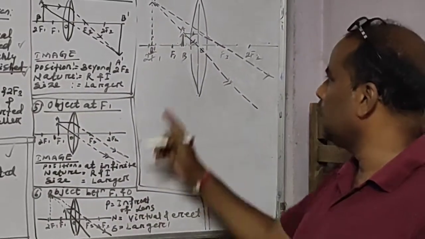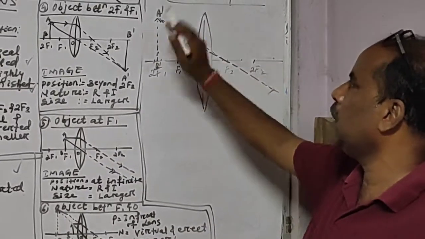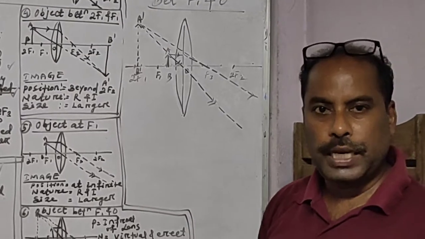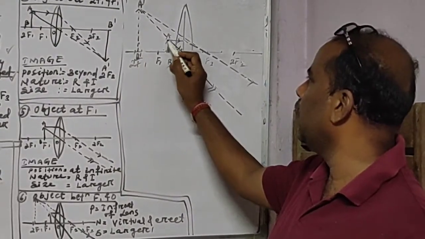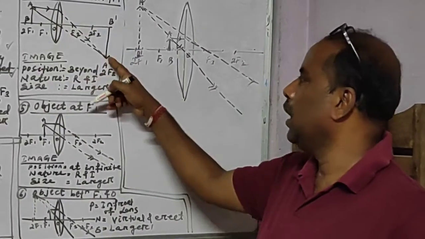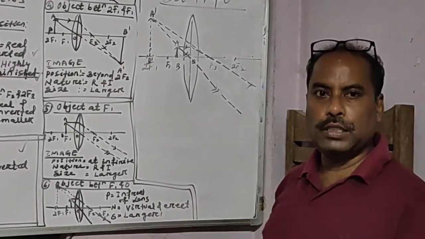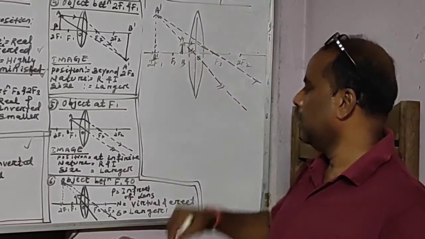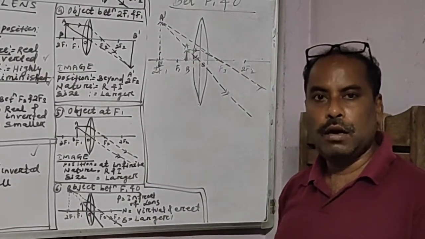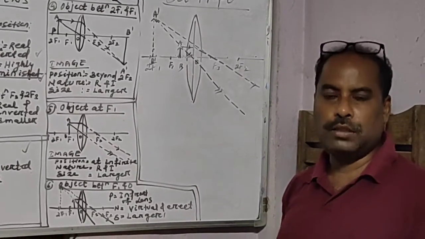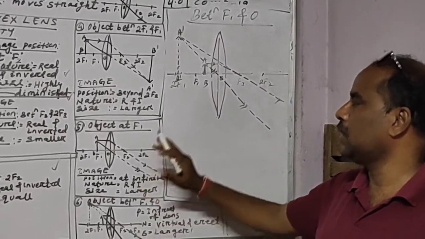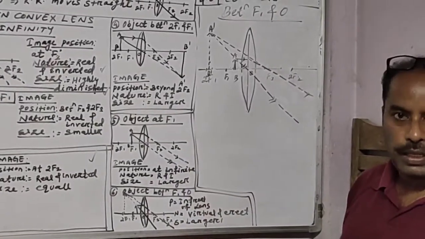Then what will the nature be? This is real, this is virtual. This side coming means it is virtual. If virtual, it will be erect. Erect means head upside, head also upside. But here the object's head is upside and the image's head is upside too, so it is erect. Then the size will definitely be, as we see, magnified or highly enlarged. So these are the 6 ray diagrams in a convex lens.